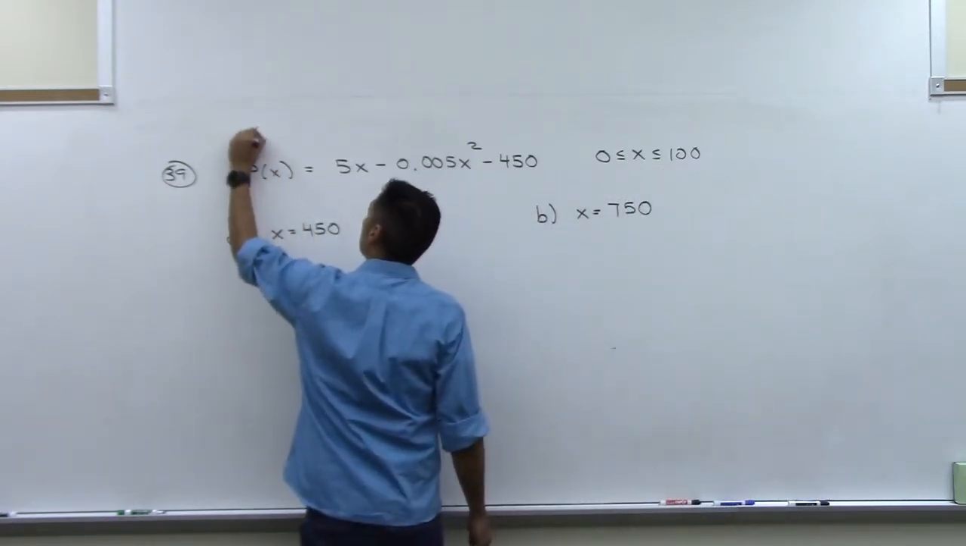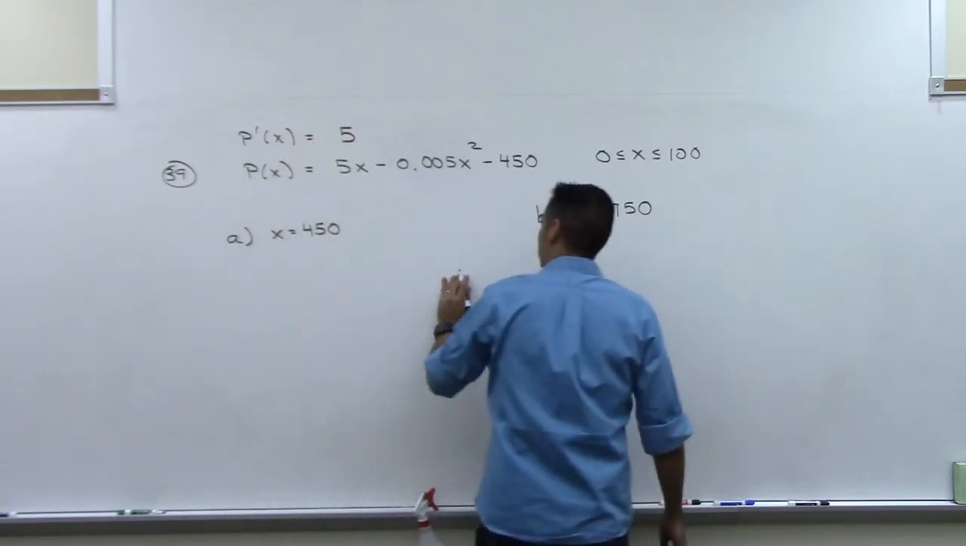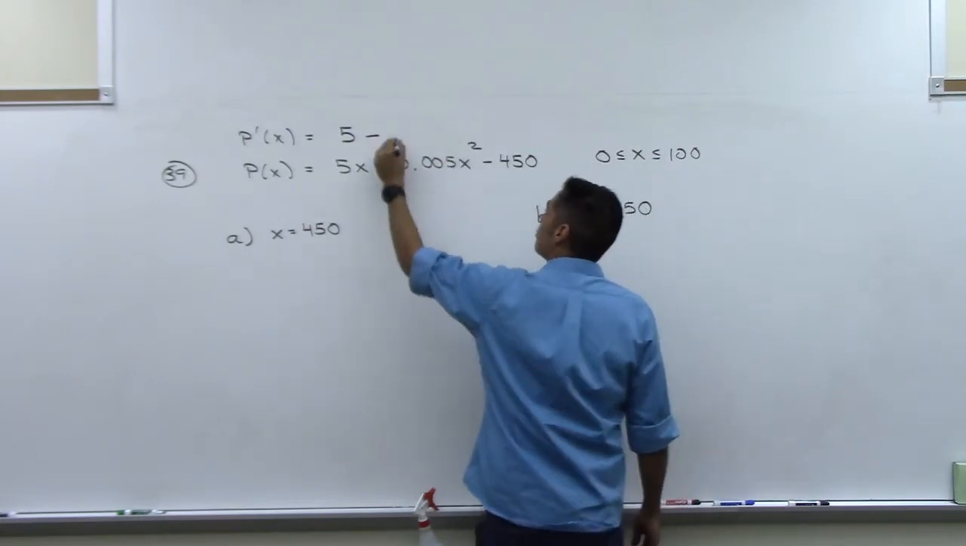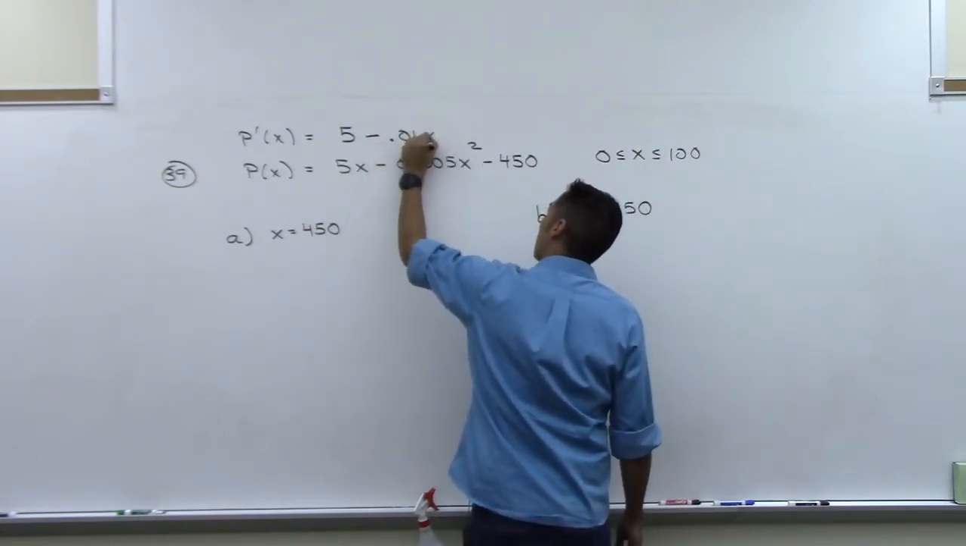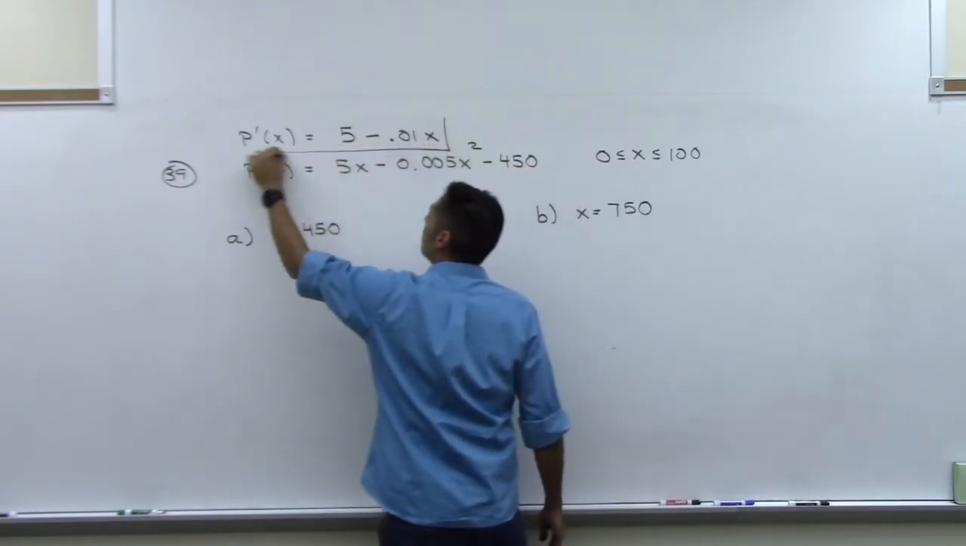So let me go ahead and take the derivative here. This is going to be 5, and then minus, and then we bring the 2 down here and multiply, we should get 0.01x, and then the derivative of a constant is 0. So this is my marginal profit function.